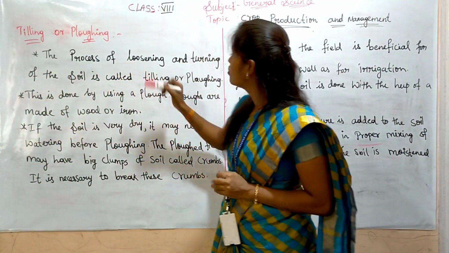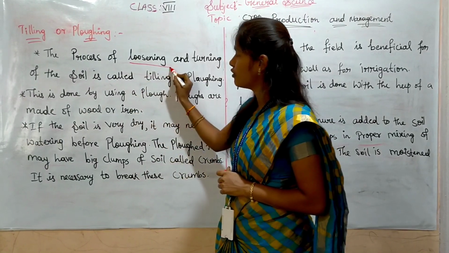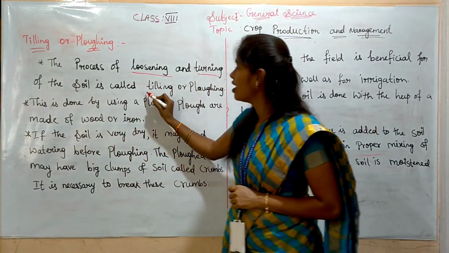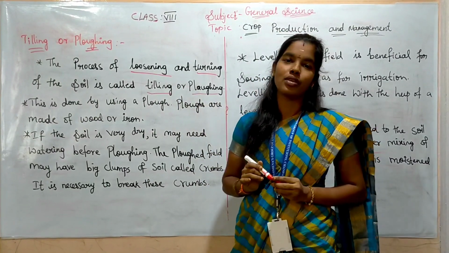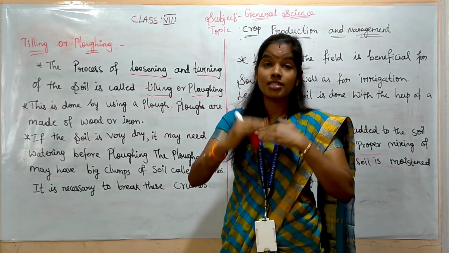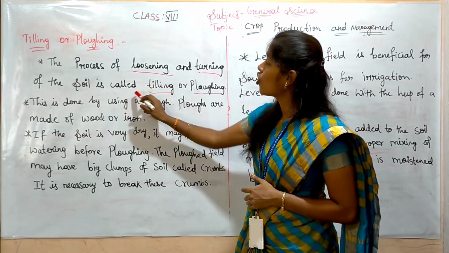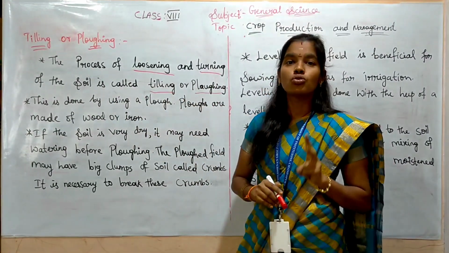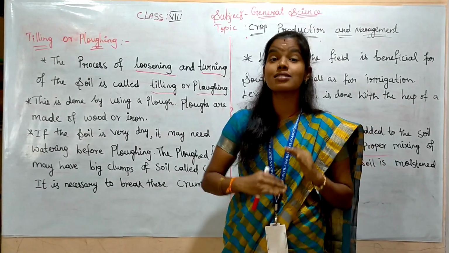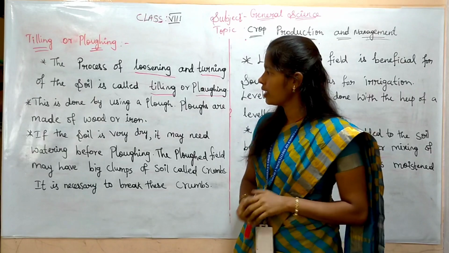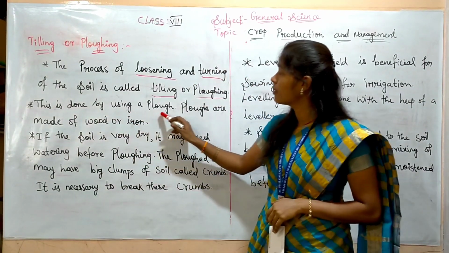The process of loosening and turning of the soil is called tilling or ploughing. So two things are important here: turning the soil and loosening the soil. This is done by using a plough.